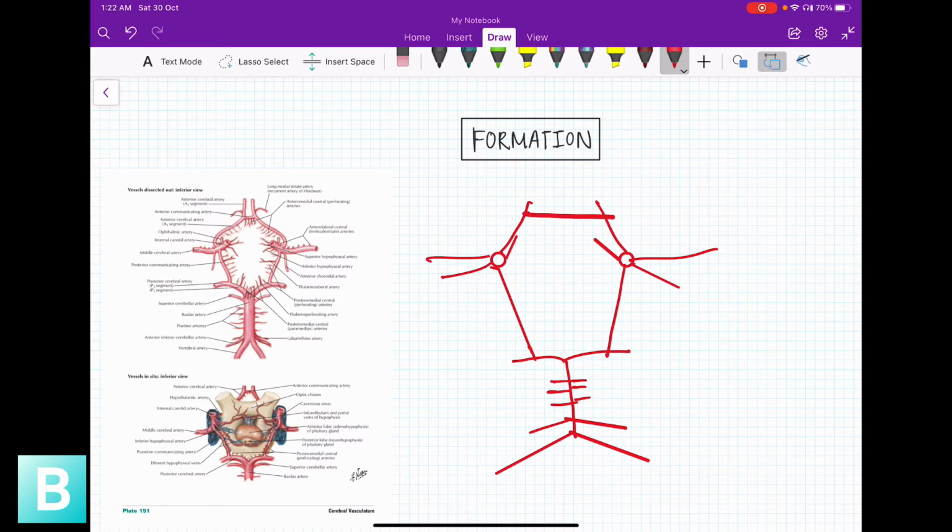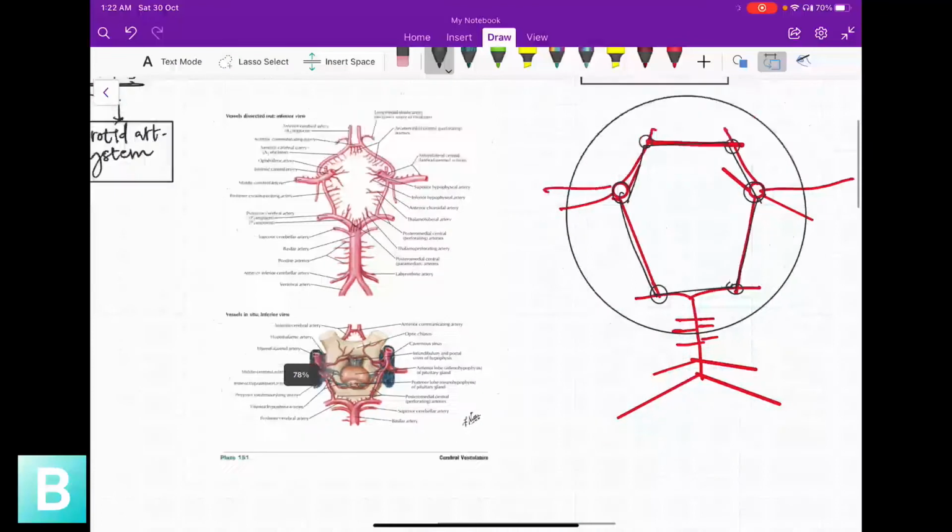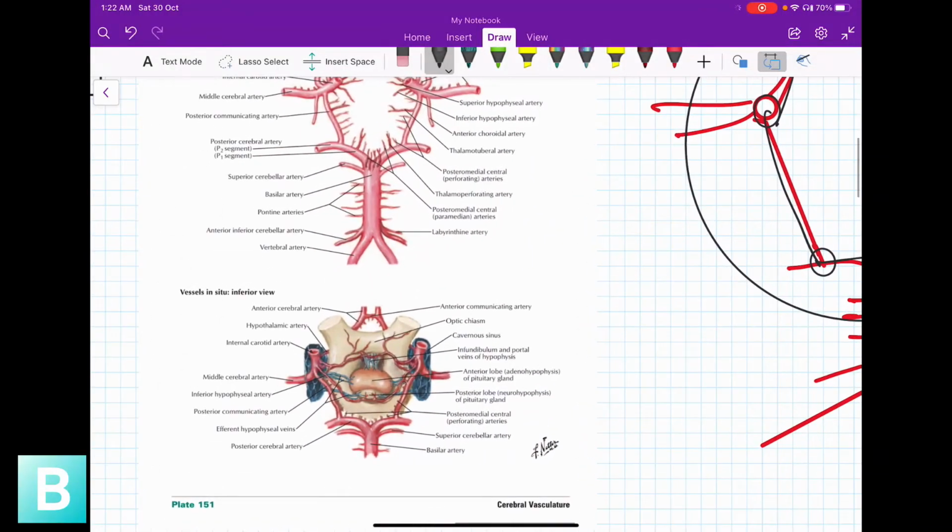If we locate all these arteries as dots or circles 1, 2, 3, 4, 5 and 6, it forms a hexagonal structure known as circle of Willis. Here we can see in the inferior view where we locate internal carotid arteries, where we can locate the anterior cerebral artery and posterior cerebral artery. By connecting them, we can form a hexagonal structure.